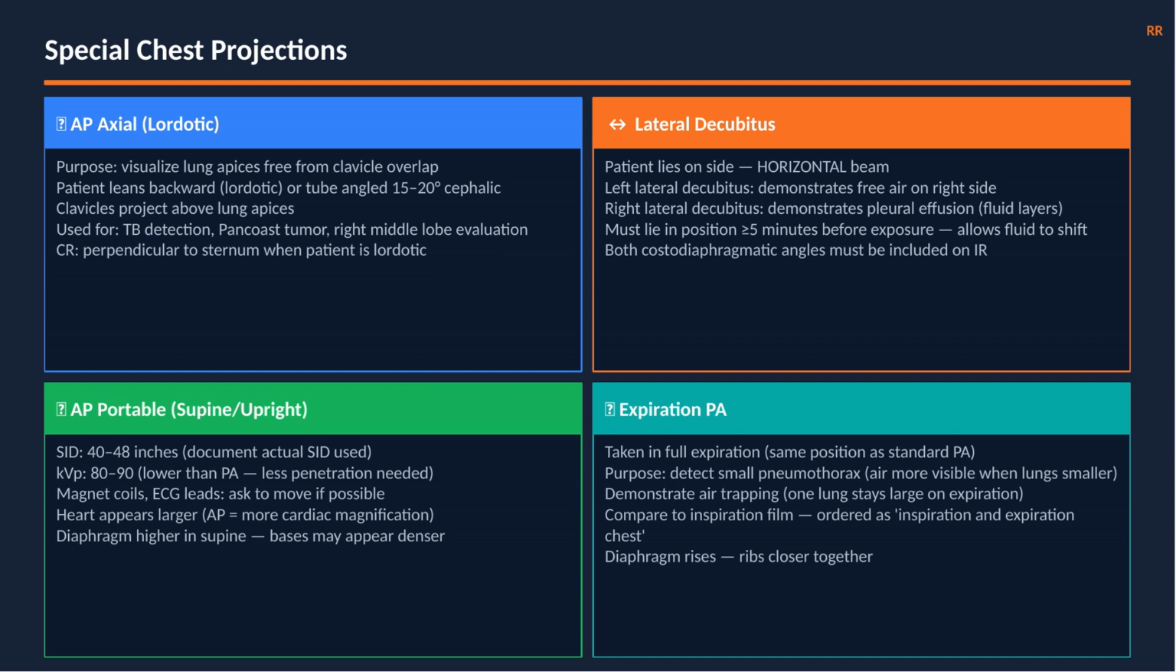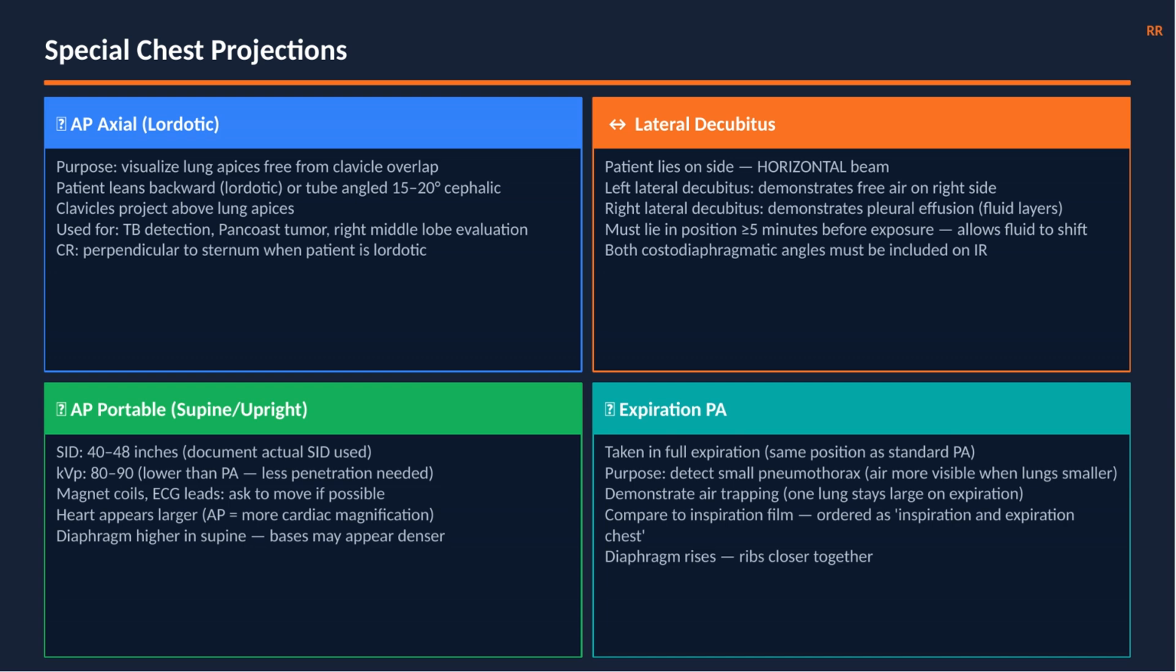Lateral Decubitus. The patient lies on their side with a horizontal beam. Left lateral Decubitus. Patient on the left side demonstrates free air rising to the non-dependent right side and shows fluid layering on the dependent left side. Right lateral Decubitus does the opposite for right-sided pathology. The patient must lie in position for at least 5 minutes before exposure to allow fluid or air to redistribute. Both costophrenic angles must be included on the IR.